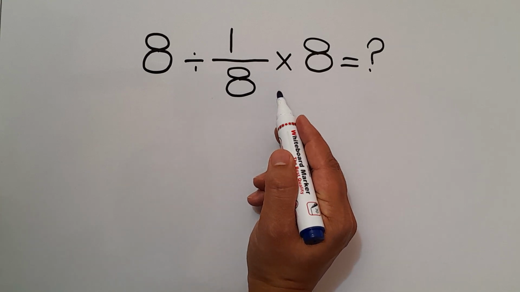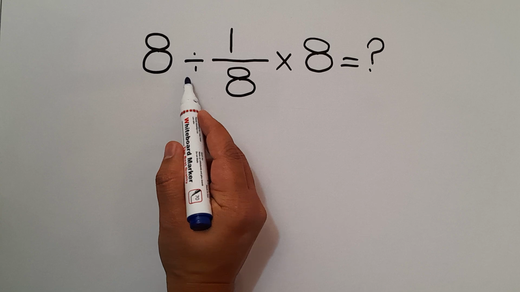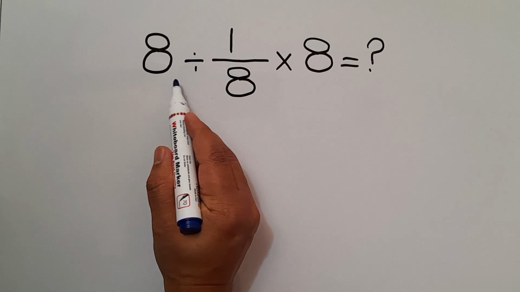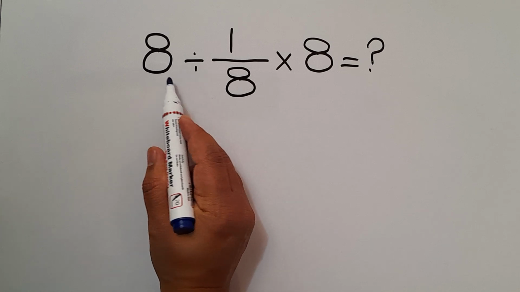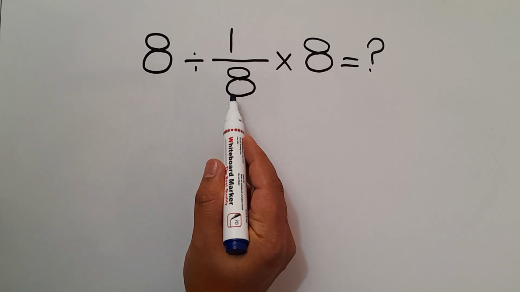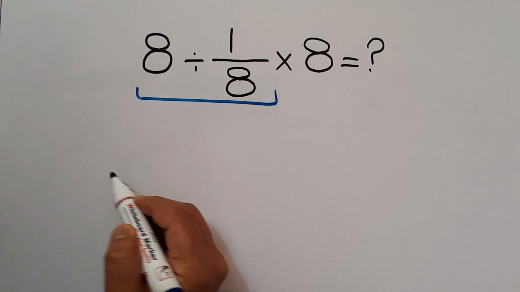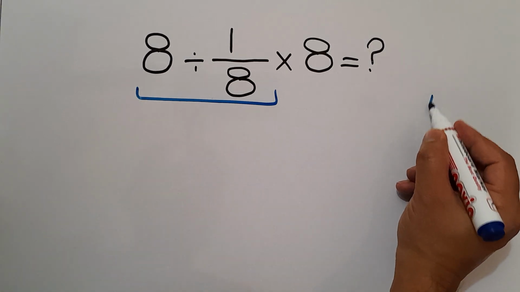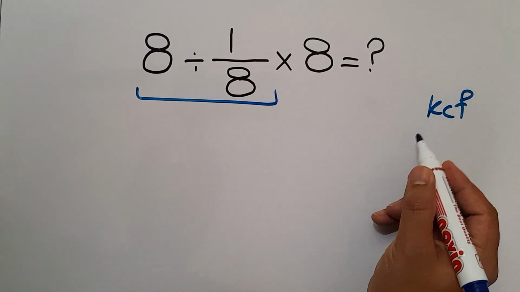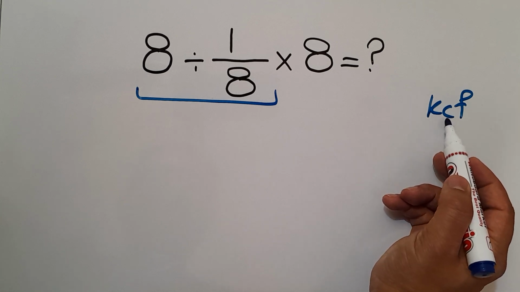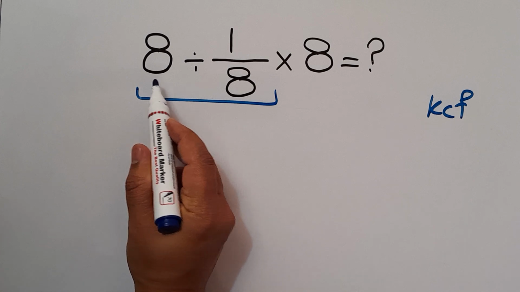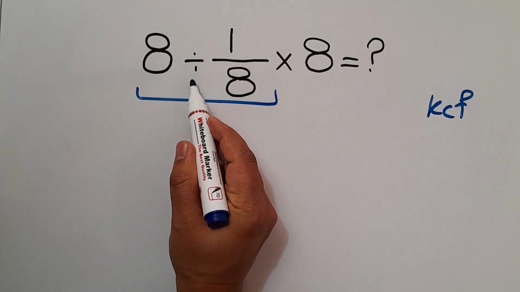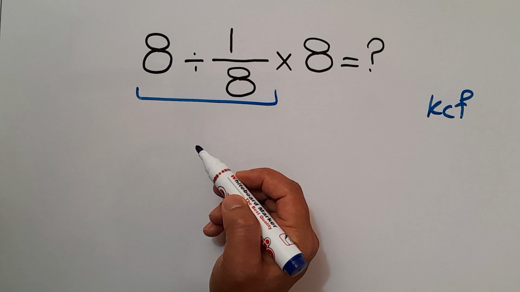According to the order of operations, multiplication and division have equal priority and we have to work from left to right. So first this division, 8 divided by 1 over 8. According to the KCF rule, K stands for keep, C stands for change, and F stands for flip. Keep the first fraction, change division to multiplication, and flip the second fraction.